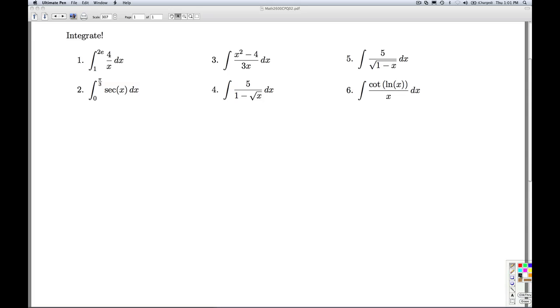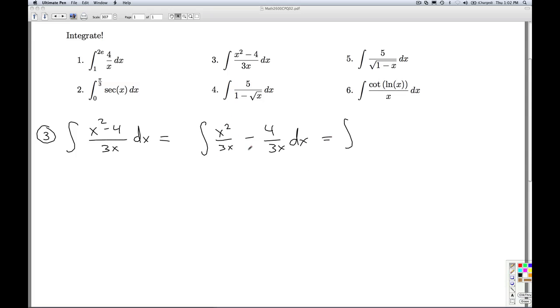Okay, in number 3 we have an indefinite integral, so we're just looking for an antiderivative of x squared minus 4 divided by 3x dx. And we have a numerator, and since we have the subtraction happening in the numerator, we can split this up to get x squared over 3x minus 4 over 3x dx. And this simplifies then to x over 3 minus 4 over 3x dx.